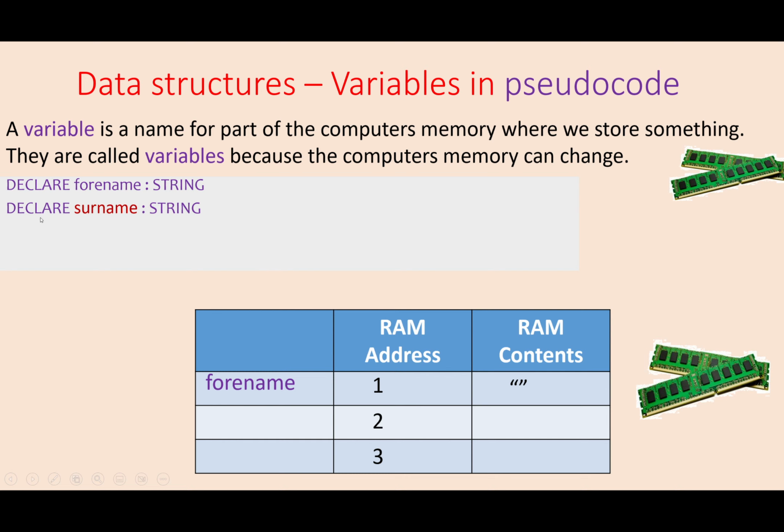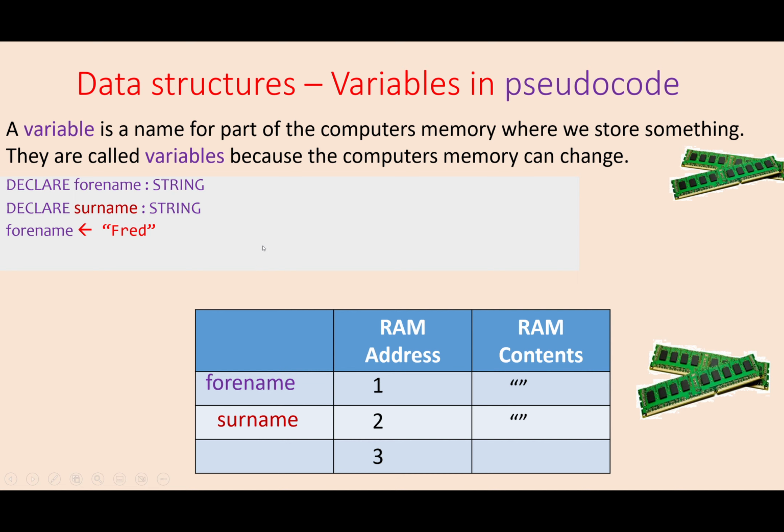And have a think what will happen now when we write this line. So we've repeated the same thing. We're declaring a variable called surname. That's now pointing to the next empty RAM address. So surname is pointing to address 2. We've specified it's going to be a string. We haven't assigned a value, so it's holding an empty string.